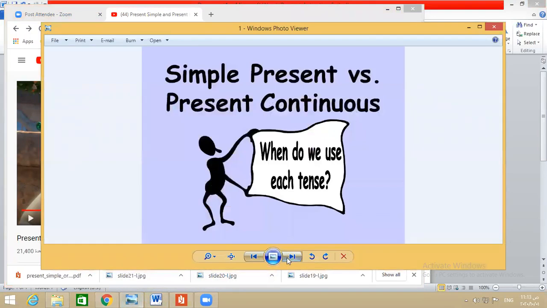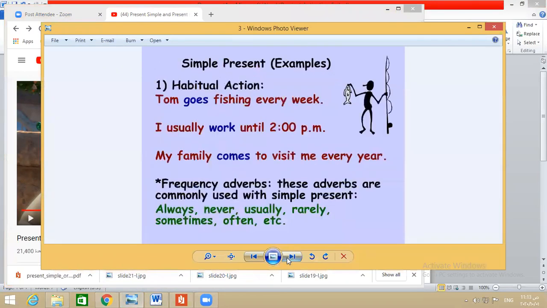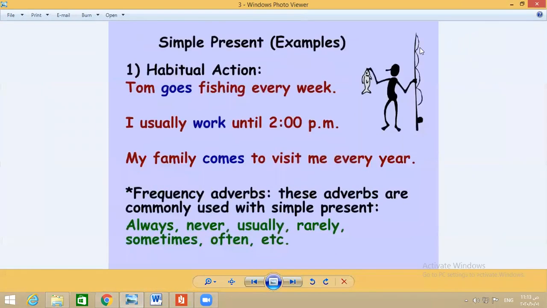Okay, let's look at some examples of the present simple. As you can see, Tom goes fishing every week. What is the verb in this sentence? I can see goes. So goes is a verb that has es at the end, and it's a present simple tense. Another example, I usually work until 2 p.m.